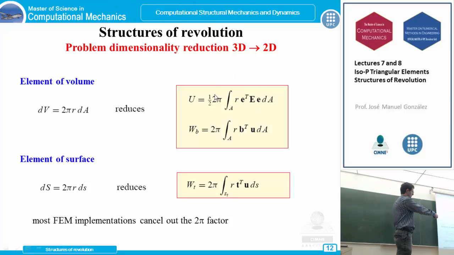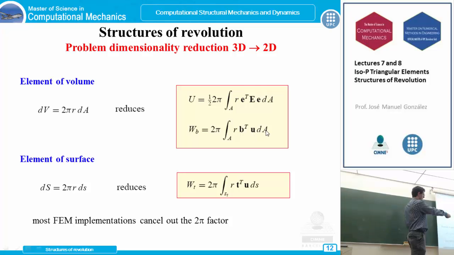So we have a very similar integral as we had in the plane stress and plane strain problem, but we now have this r here, which changes quite a lot the expression of the integral we are going to calculate. Same thing with this external work. The external work is 2π times the integration of the external work of the body forces, times the radius.